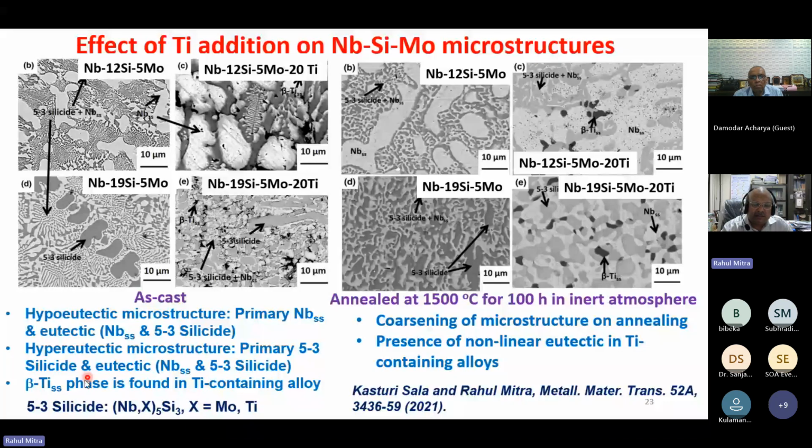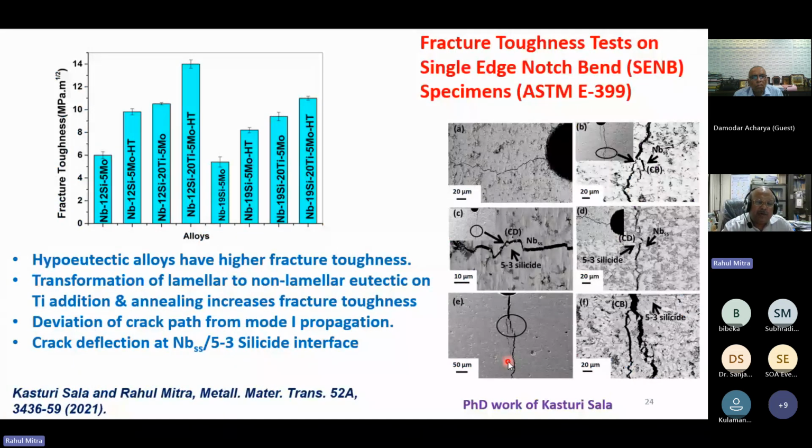So on annealing, we found that the microstructure got coarsened, and we found more amount of non-lamellar eutectic in the titanium containing alloys. As a result, the hypoeutectic alloys have shown higher fracture toughness. You see this fracture toughness, and the hypoeutectic alloys have higher fracture toughness than the corresponding hypereutectic alloys.